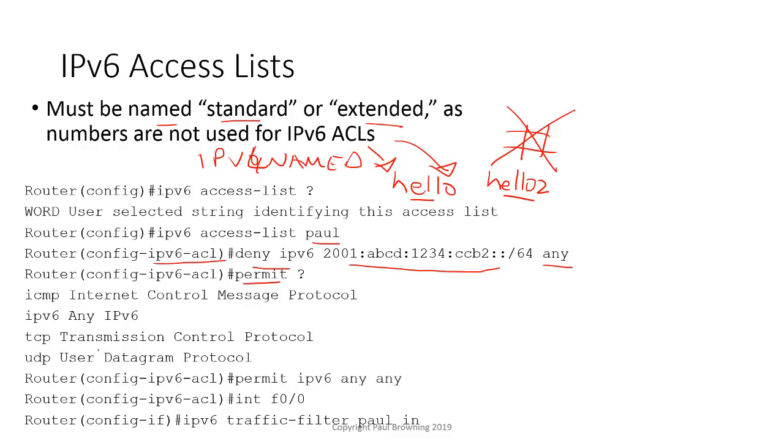Permit, question mark, what can I permit or deny? This is quite limited because it's Packet Tracer by the looks of it. I'll permit IPv6 from anywhere to anywhere. The important thing you need to know is when you're applying it to your interface, it's not access group. For some weird reason, it's IPv6 traffic-filter, name, and then in or out.